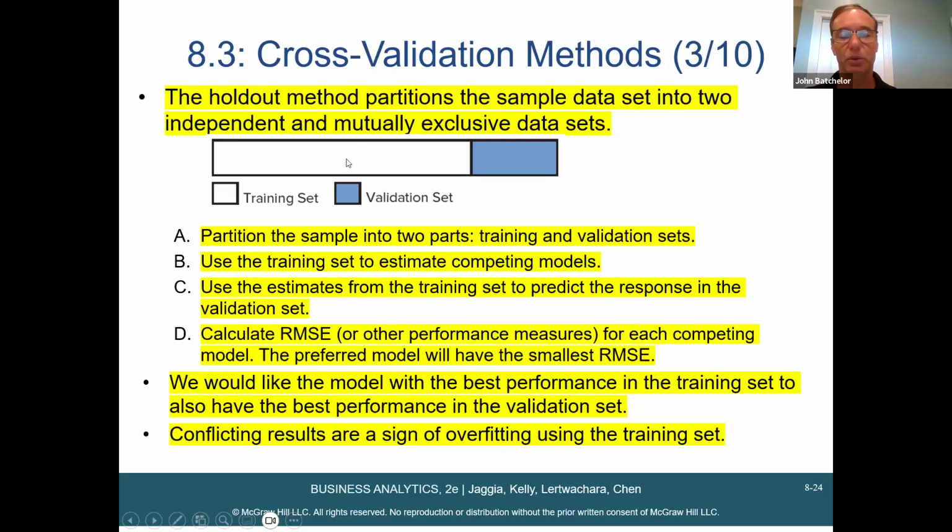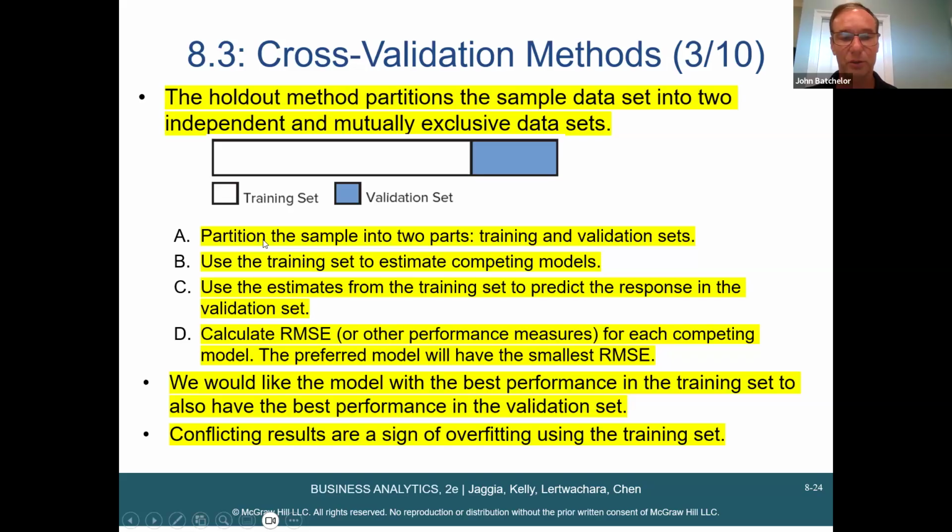So this looks like about 3/4 of this one. It doesn't have to be 75%. The book just kind of uses that as an example. It could be 60/40, 80/20, whatever makes you happy. But the point here is, one example is using 75% to create the model, like the regression equations we're making, and then 25% to test it.